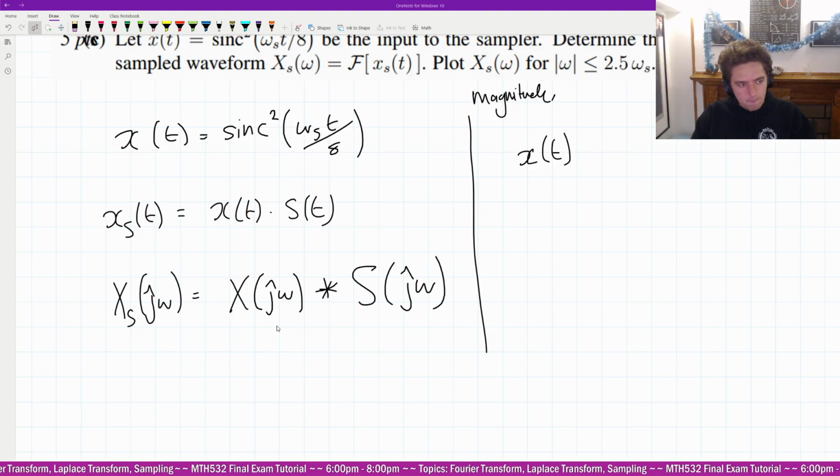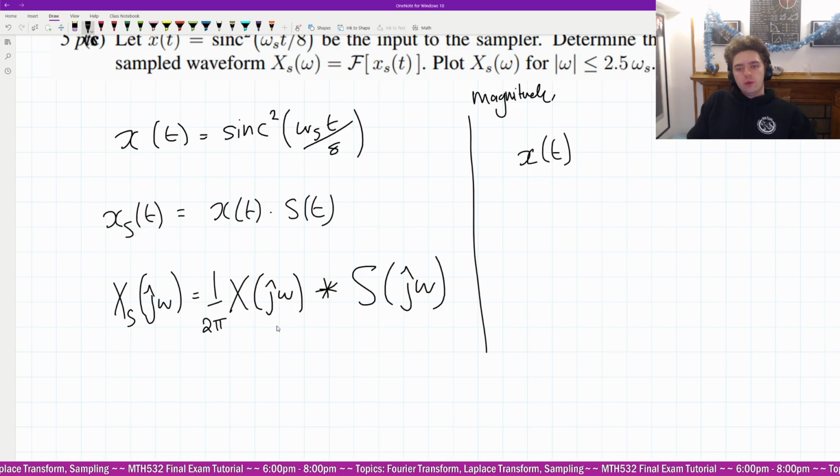Oh, isn't there a pi over 2? Oh, maybe there's a 1 over 2 pi. Yeah, I think you're right. I think there is a 1 over 2 pi. For the Fourier transform, multiplication turns into 1 over 2 pi. You're right. I did forget about it. There's a 1 over 2 pi.